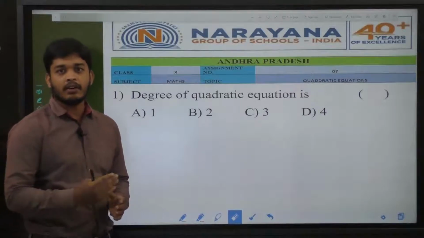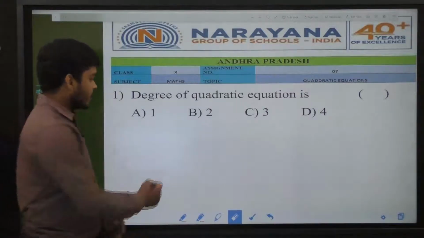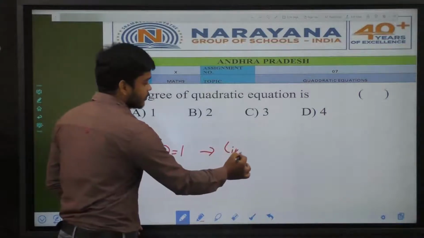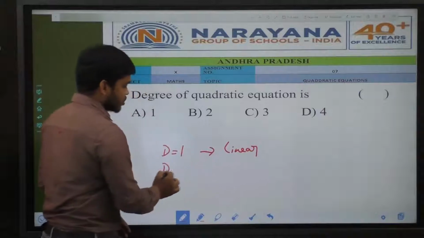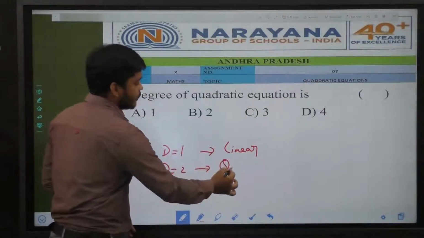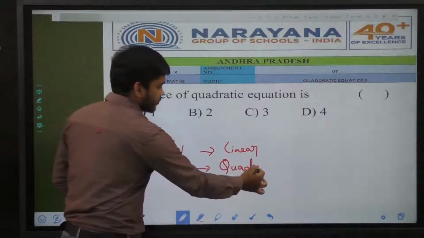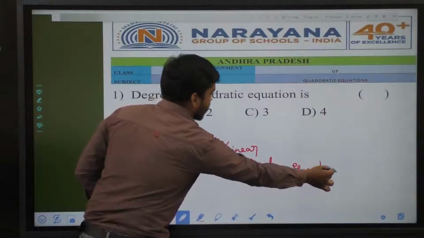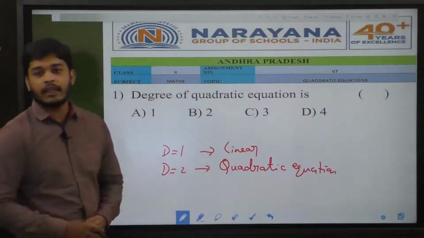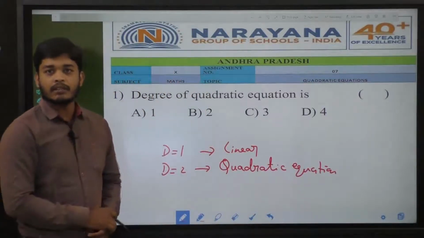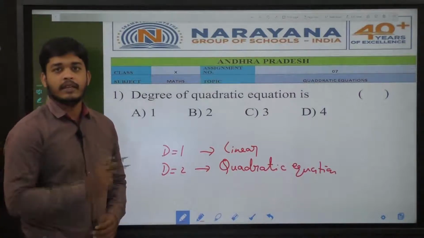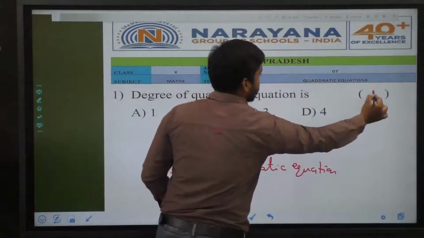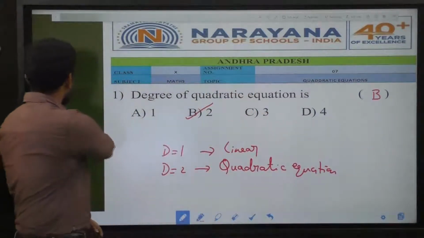If the degree of the equation is 1, then we say that it is a linear equation. If the degree of the equation is 2, then it is a quadratic equation. Now, the degree of the quadratic equation is 2. So option B.